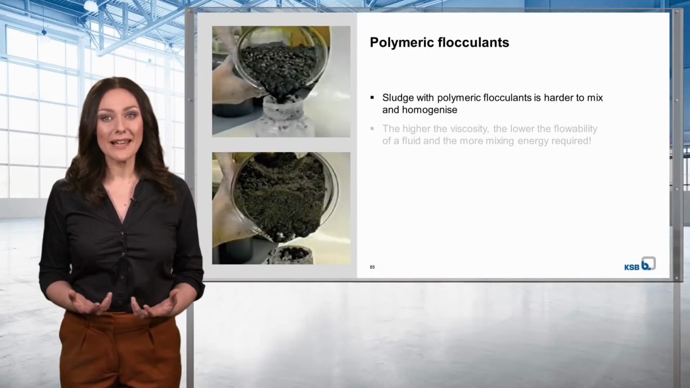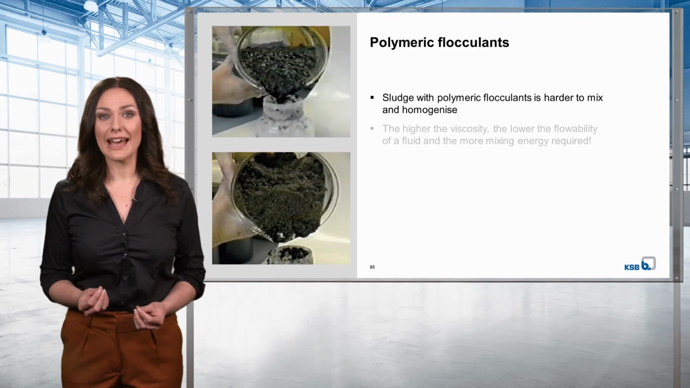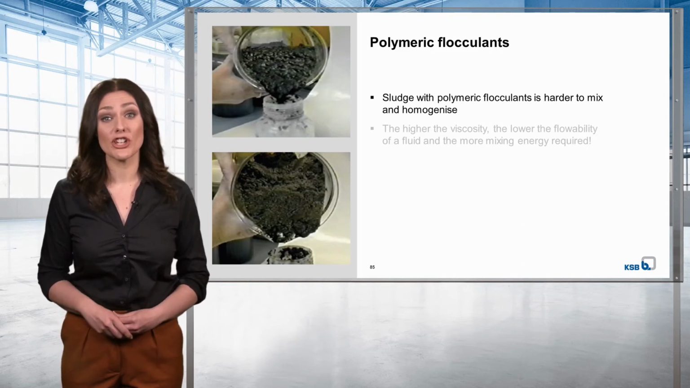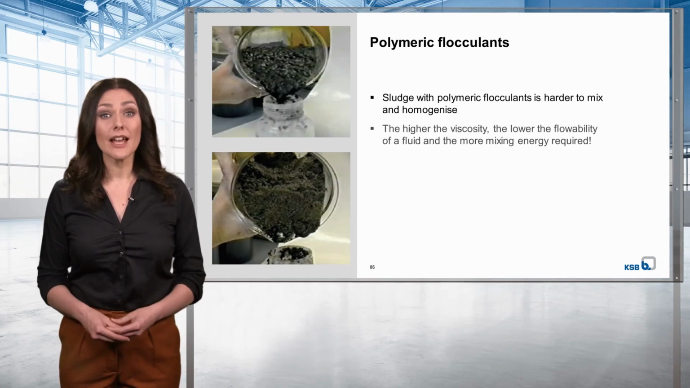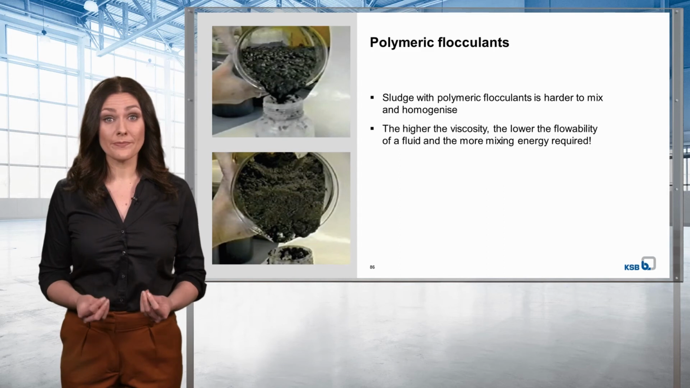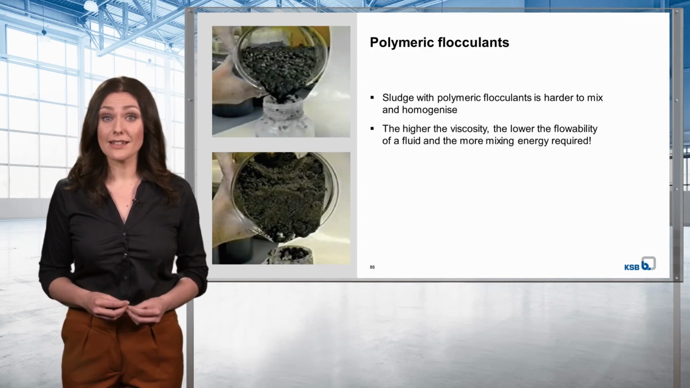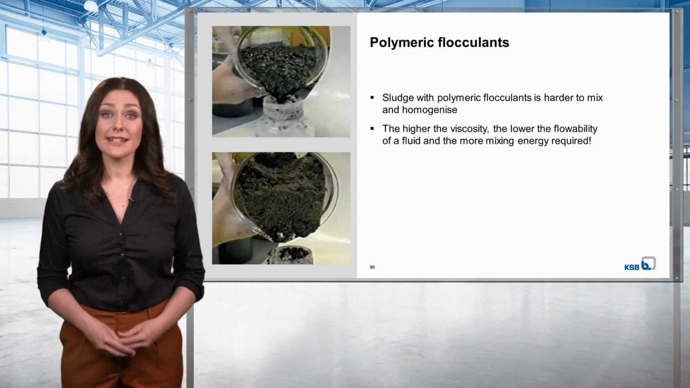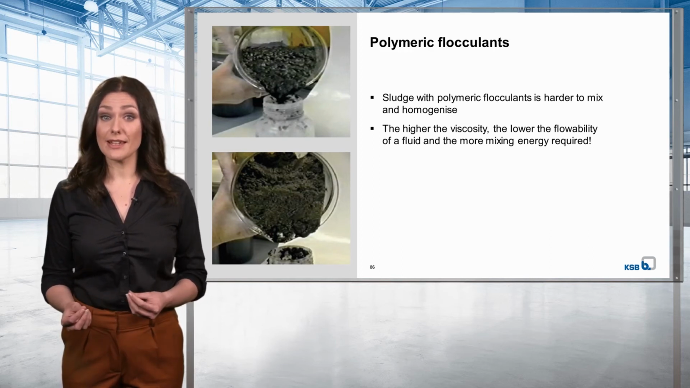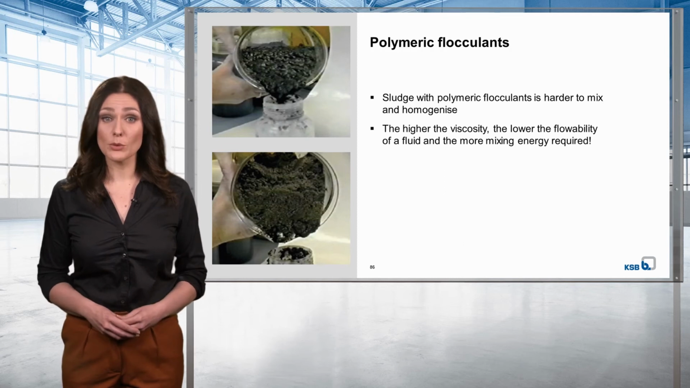When selecting a mixer, it has to be taken into account that sludge with polymeric flocculants is harder to mix and homogenize. This means the higher the viscosity, the lower the flowability of a fluid, and the more mixing energy required. For this reason, it is of major importance that you know the DS content, the thickening method, and whether polymeric flocculants are used. Large wastewater treatment plants are equipped with a digestion tank in addition.